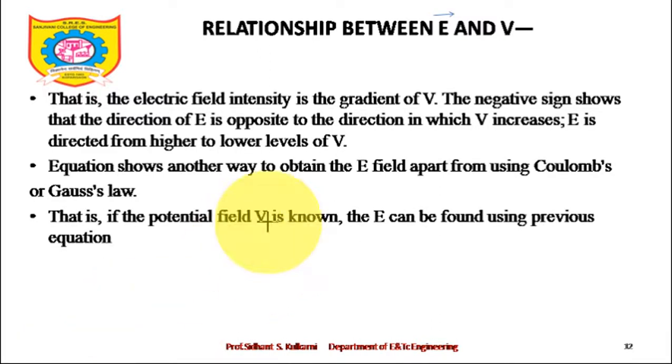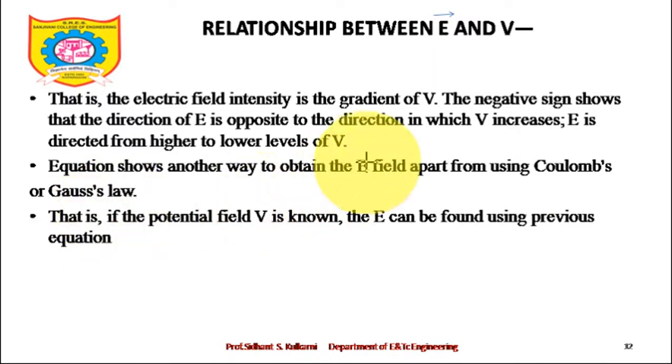The relationship between E bar, the electric field intensity, and the gradient of V, you already know. The negative sign shows that the direction of E is opposite to the direction in which V increases. E is directed from higher to lower levels of V. That means if I want to draw the curves of V and E, they will be going in opposite directions. The equation shows another way to obtain the E bar field, apart from using Coulomb's law and Gauss law.